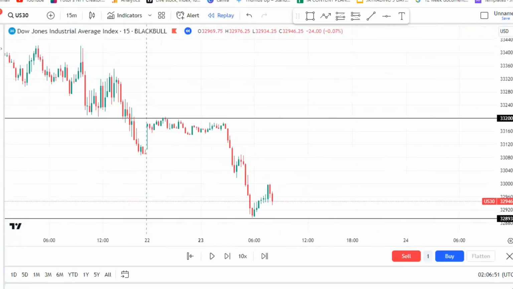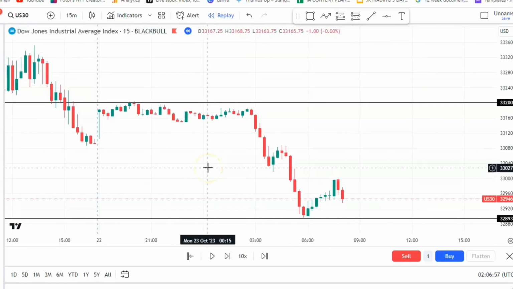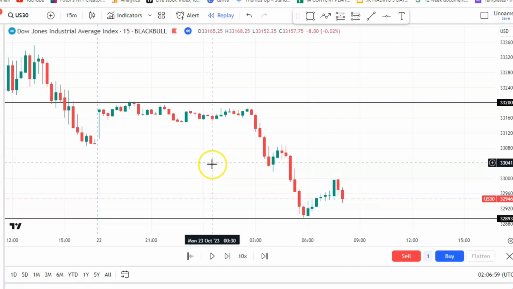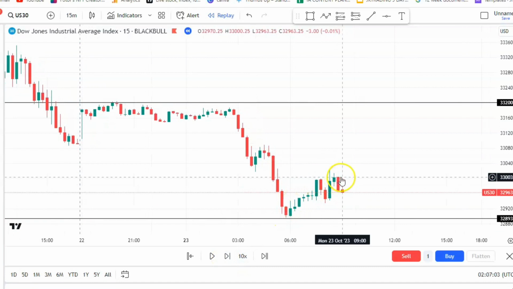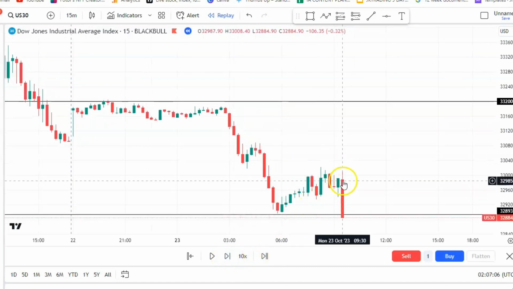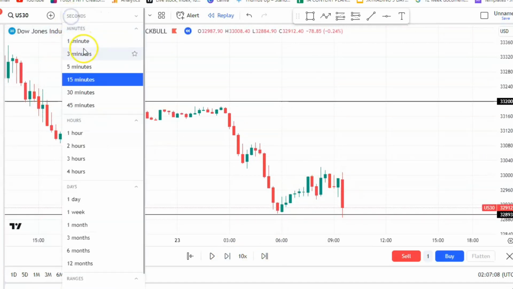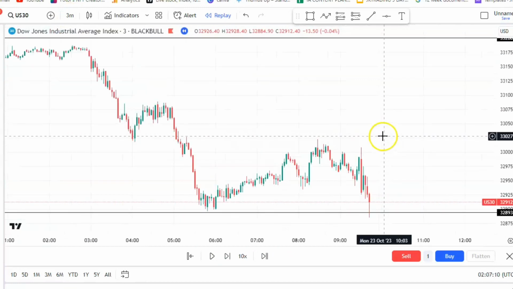So my thesis is that when I'm coming to the screen, I'm looking for an opportunity to sell up until we see a reversal setup. So on Monday, I like to wait for 9:30, of course. At 9:30, I go to the 3-minute time frame.